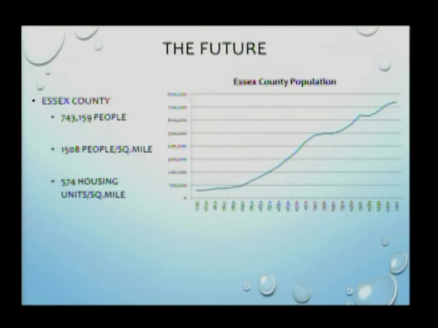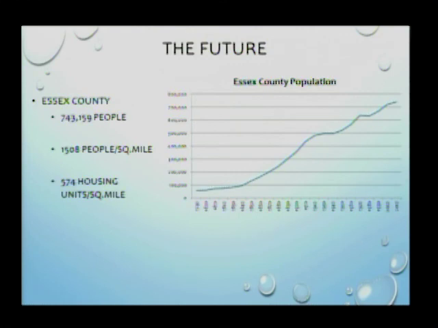Okay. Doom and gloom, more. So the future. I've talked about everything we're doing here to try and help our fish, what's going on both range-wide and locally. This is the hard numbers of what we're looking at. Essex County from 1790 to 2010. That's what we've seen. This is where we were at in 2010.